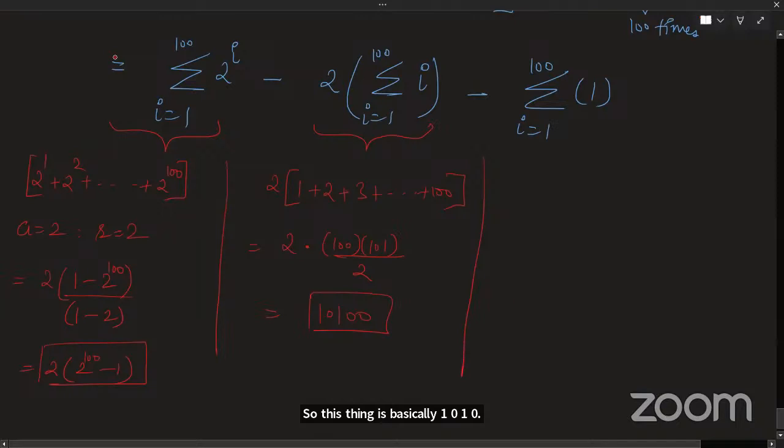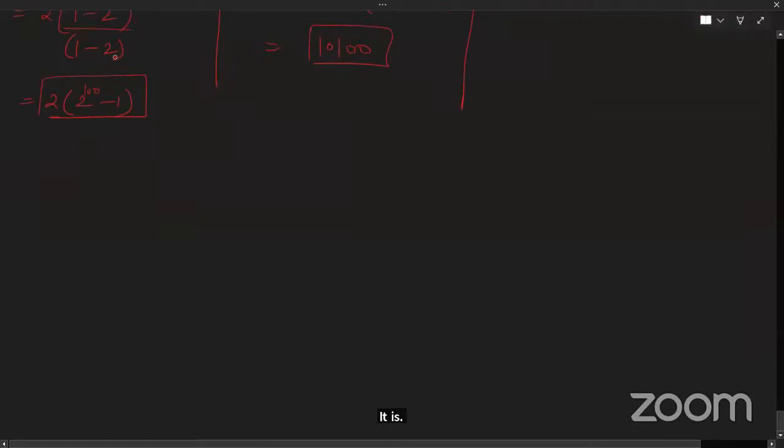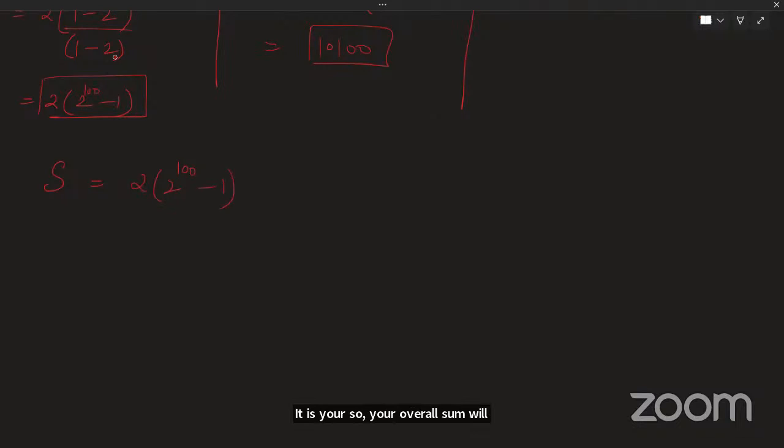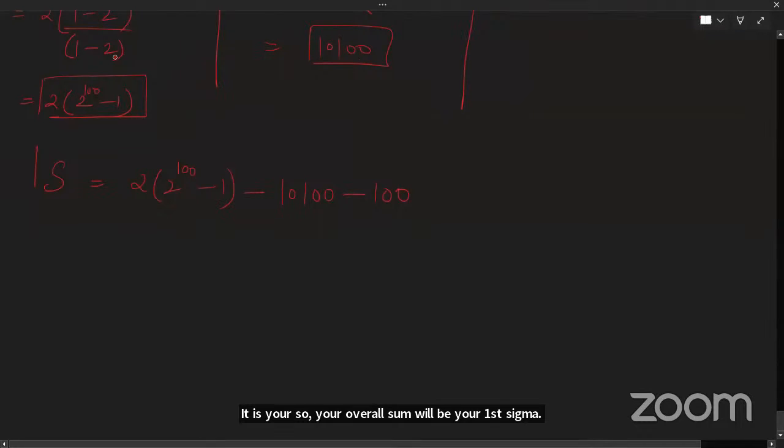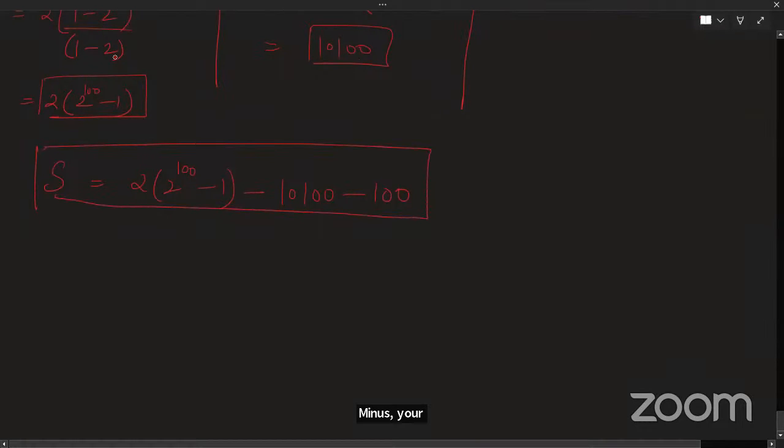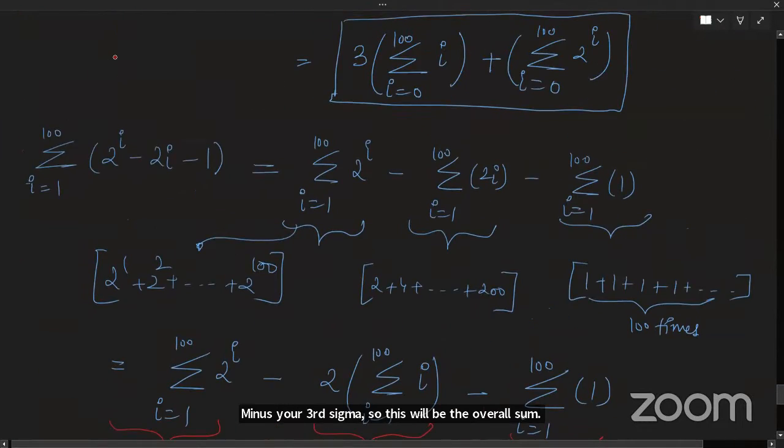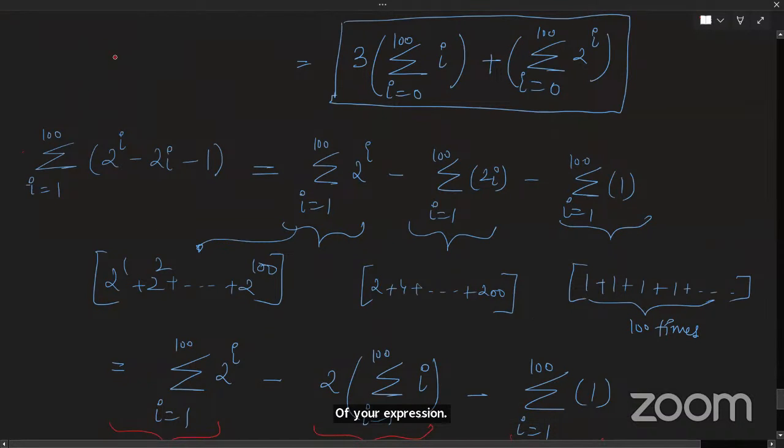Okay, great. And what about this one? This one is really easy. What is this third sigma? It is 100. Correct. So your overall sum will be your first sigma minus your second sigma minus your third sigma. This will be the overall sum of your expression.